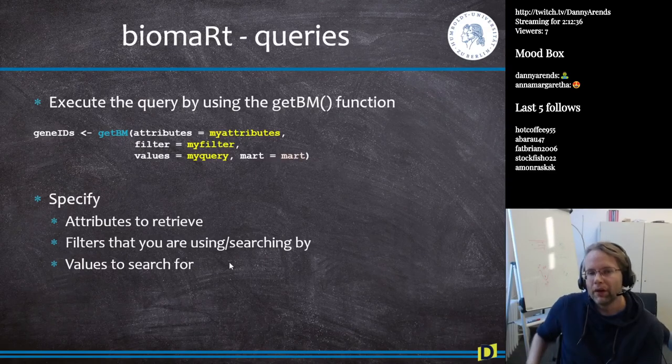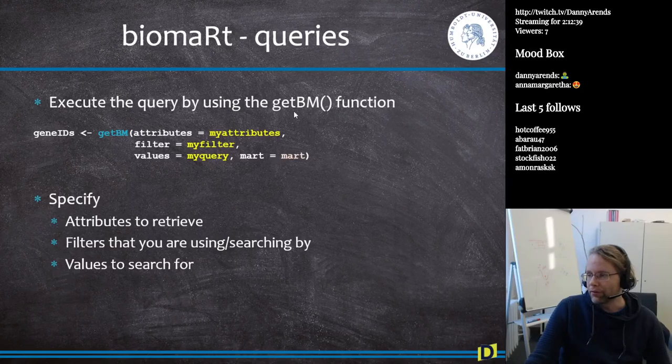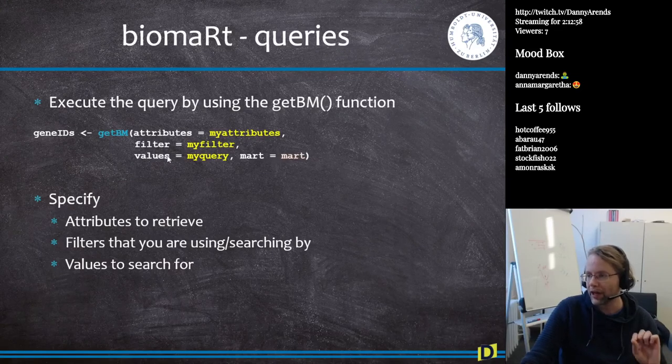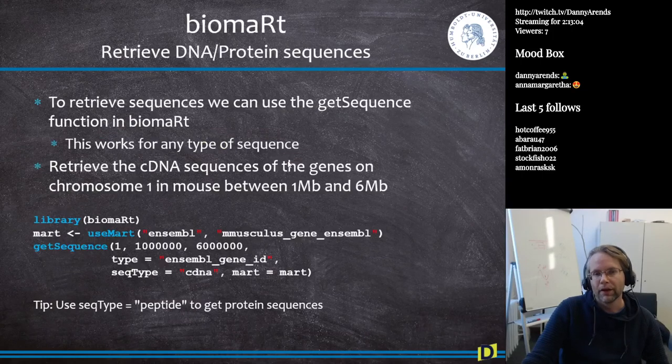When we then want to query, we can use the getBM function. So we have useMart to connect to a data provider, list data sets to show you which data sets are there, and then I can use the getBM function to retrieve my data. To retrieve my data, I have to specify my attributes, my filters, and my values, and I also have to give it the mart connection object. We can also retrieve sequences. We don't have to retrieve only genes and gene IDs, but we can, for example, use the getSequence function to retrieve any type of sequence. So we can retrieve DNA and protein sequences in R directly from Ensembl as well.